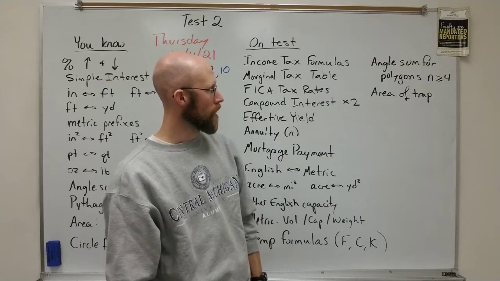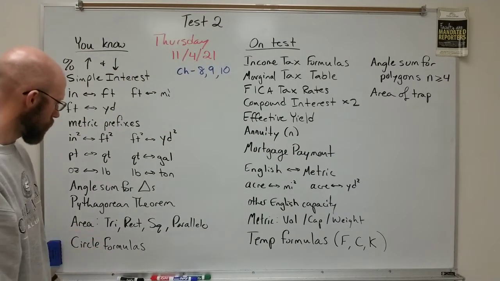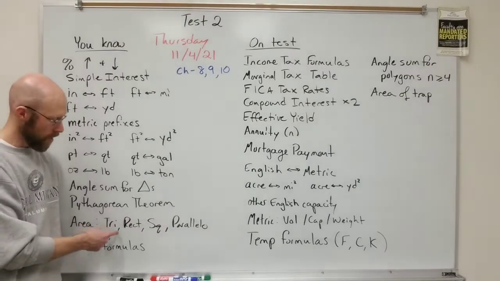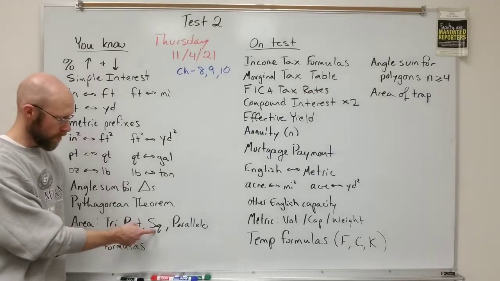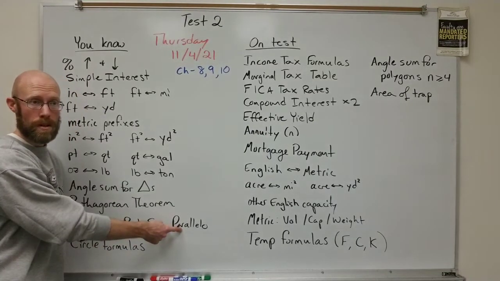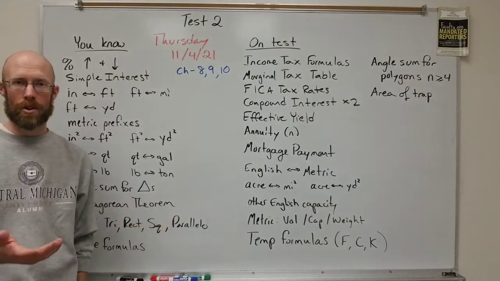I'll give you that. And then, what other ones? Oh, areas. So I want you guys to know the area for a triangle, that's 1/2 the base times the height. Area of a rectangle, length times width. For a square, it's the side squared. And for a parallelogram it's the base times the height. Those four, you guys should know those.